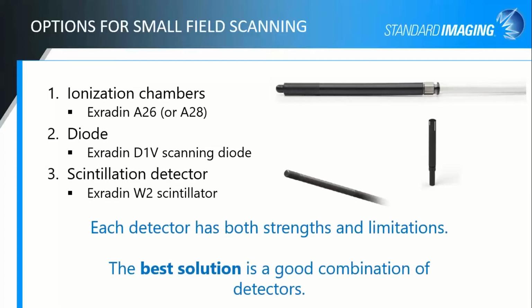Each of these detectors has both strengths and limitations, just like any detector that's out there. So your best solution as you're characterizing your small fields is a good combination of detectors. In this particular set of three, what I really like about it is you've got the water equivalent scintillator in the middle. And on the under response side, you've got the ionization chamber that's well known. On the over response side, you've got the diode, also fairly well known. If you apply the proper corrections to the ion chamber and the diode, they should meet in the middle where the scintillation detector is. And so that really does build your confidence in the measurements that you're making.